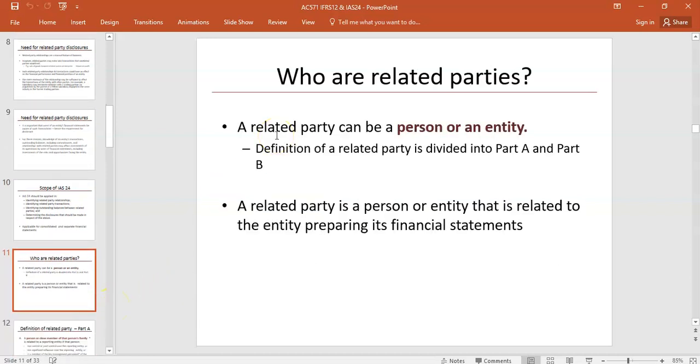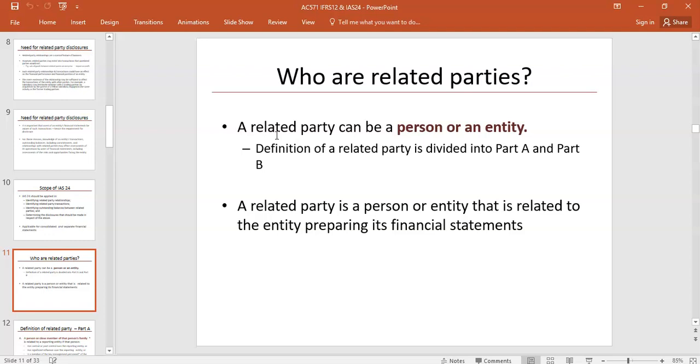So who are related parties then? It can be an individual person or it can be an entity. And this is important, and it separates the IAS 24 standard itself into two parts. Part A looks at which individuals are related parties to a company. And then part B looks at which other entities are related parties to this particular company.